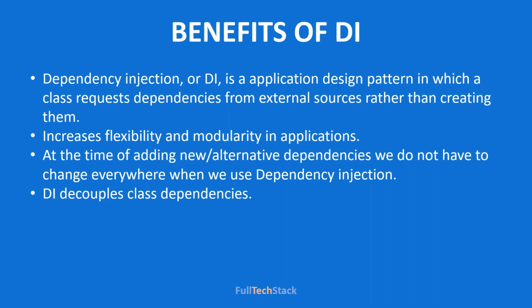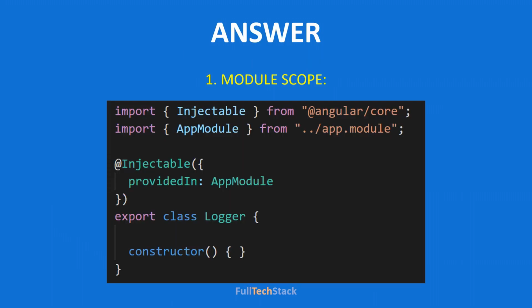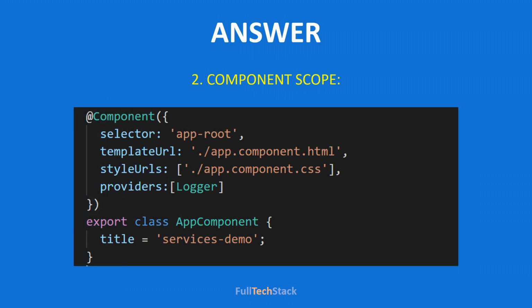Next question is scope of a service. Scope of service means the limit or reach of the visibility of a service in or across the Angular applications. And in Angular we basically have 5 provider scopes. First one is module scope, which can be defined by providing the module name in the providedIn property inside the injectable decorator. And by this we are limiting the scope of our service to this specific module. Next is component scope. In this we add the provider in the provider array inside the component decorator to limit the scope of a service to a specific component.